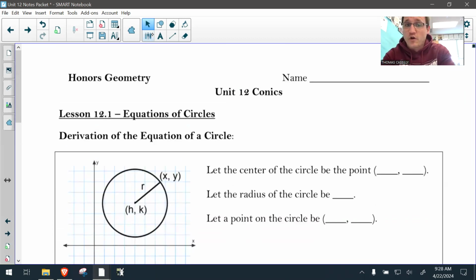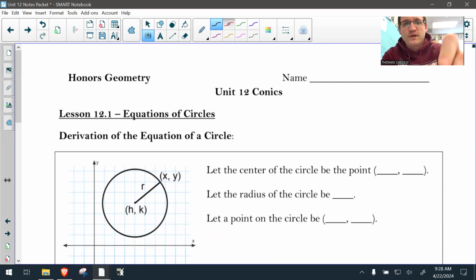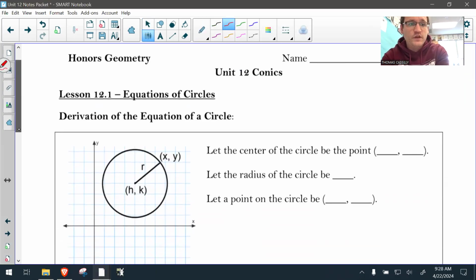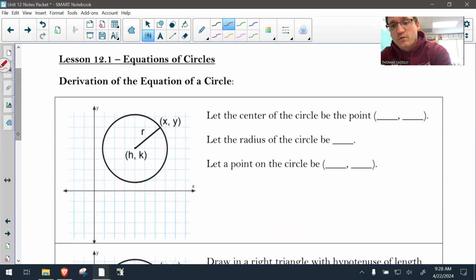If we just have a circle on a graph, the first thing you might notice is the center. We are going to let the center of the circle be h and k, where h is the x value and k is the y value. Let the radius of the circle be r. That's nothing new. And then let a point on the circle, this point right here on the edge of the circle, be x, y.